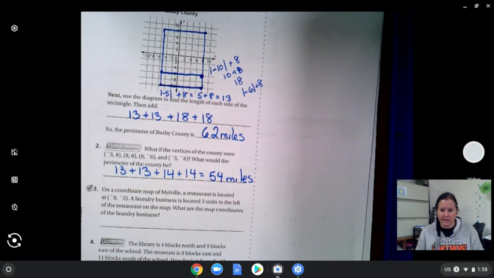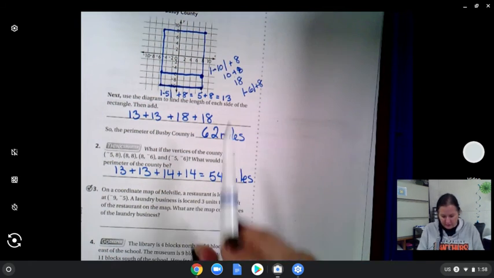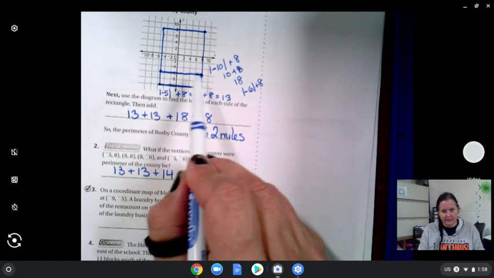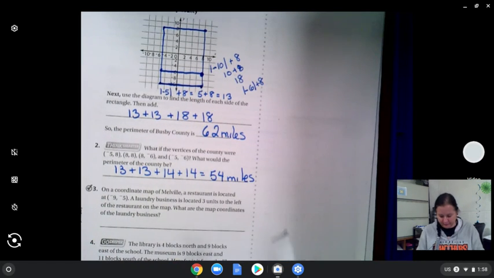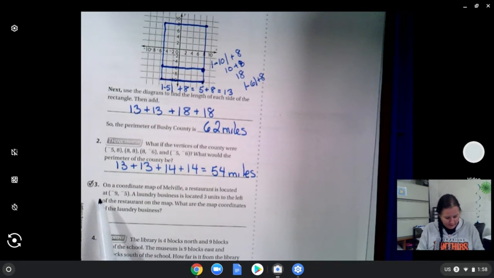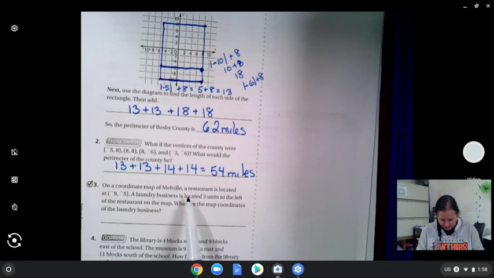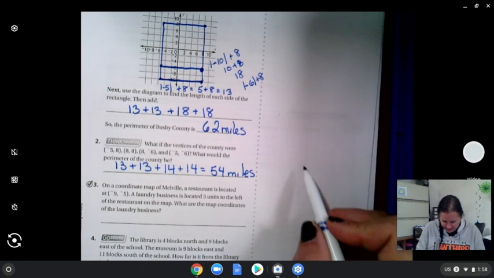So see how it changes when the points change? The line got shorter, so the perimeter, remember, is the distance around the outside, that also got smaller.